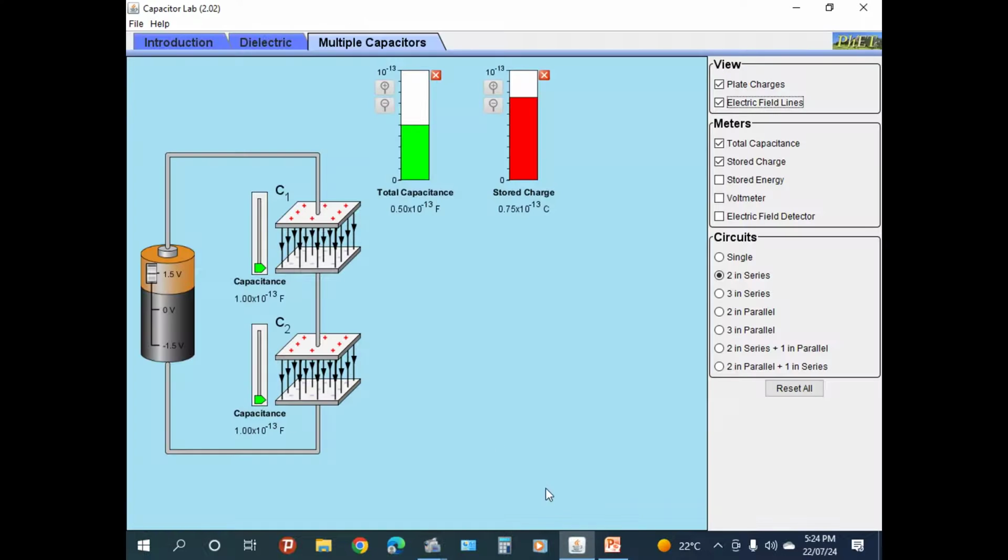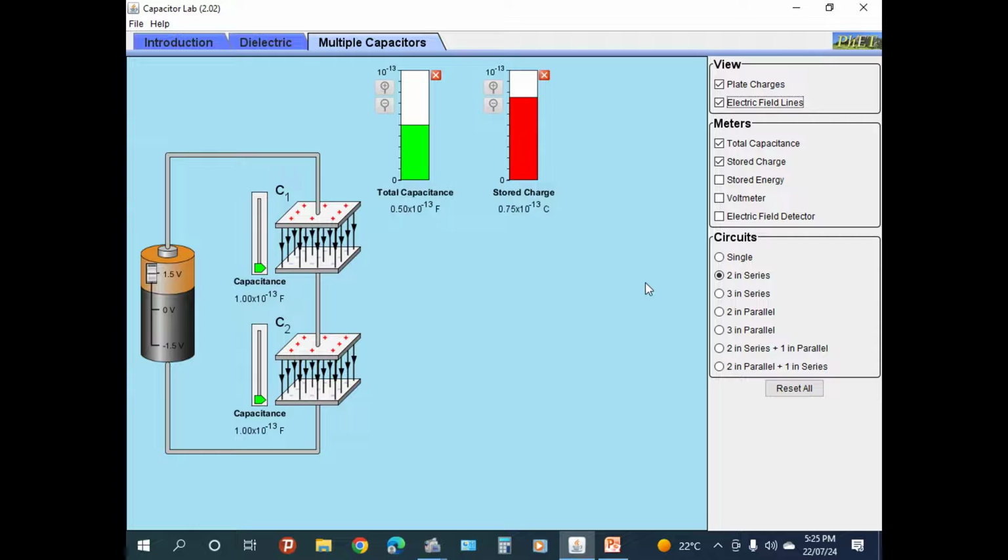So let the total capacitance be 0.5 times 10 to the power of minus 13 Farad, and the individual capacitances be 1 times 10 to the power of minus 13 Farad and 1 times 10 to the power of minus 13 Farad. So the total capacitance is 0.5. 1 over 0.5 is equal to 1 over 1 plus 1 over 1.